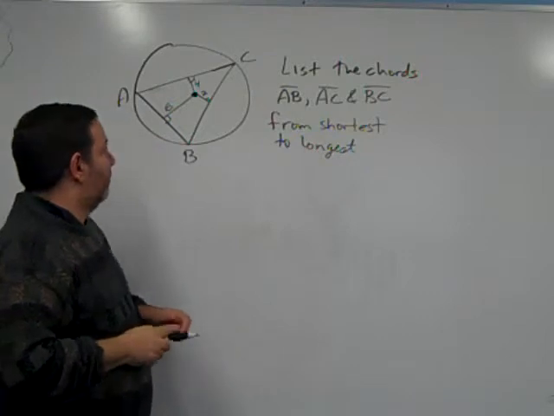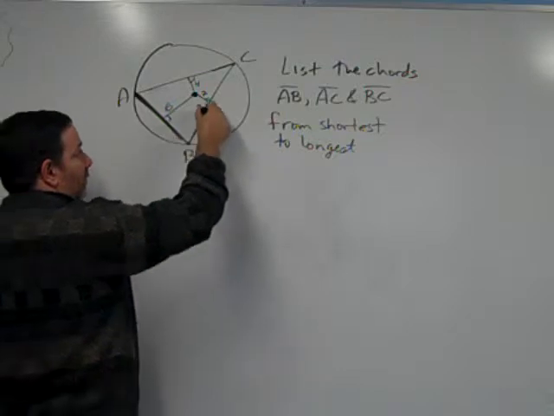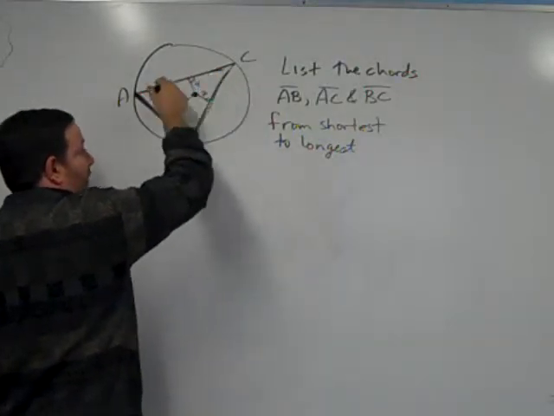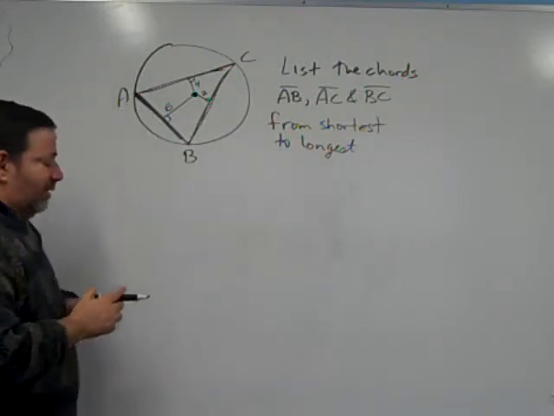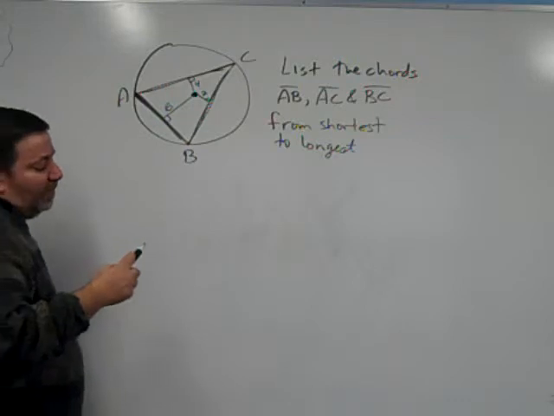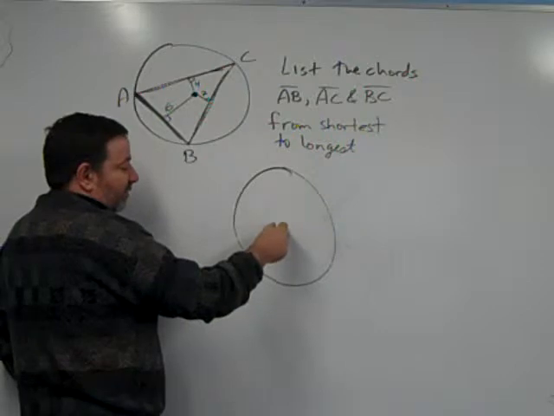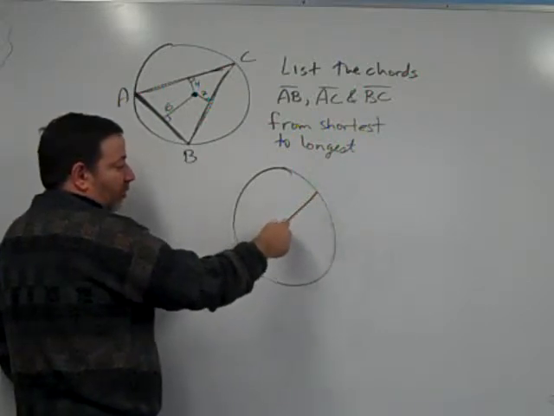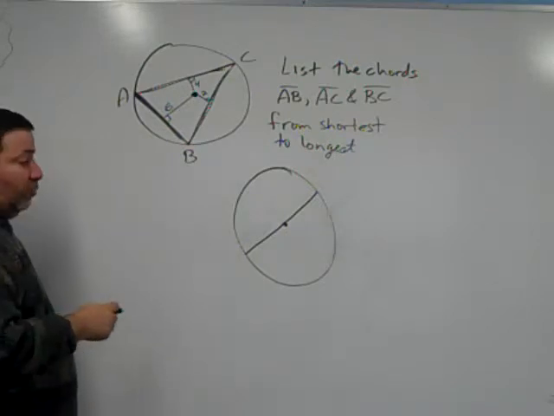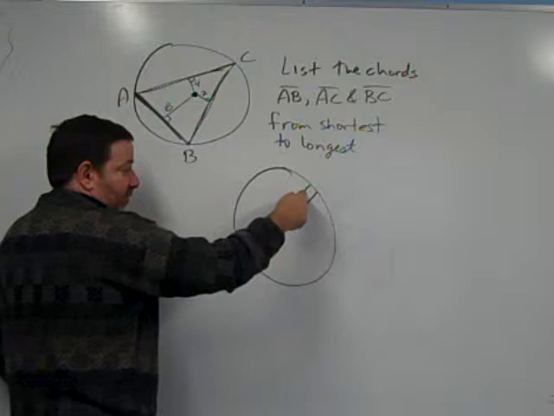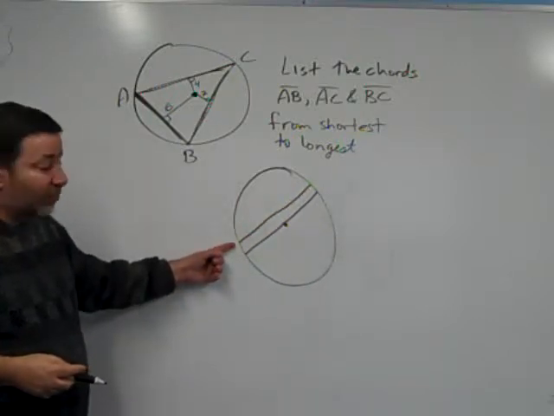Now, we have three chords: AB, BC, and AC. They want us to list them from the shortest to the longest. But how are we going to possibly tell? Well, let's think about this. If this is the center, that's the longest chord you could draw, the diameter. If I draw this line parallel to that diameter, this line's a little bit shorter than this one.